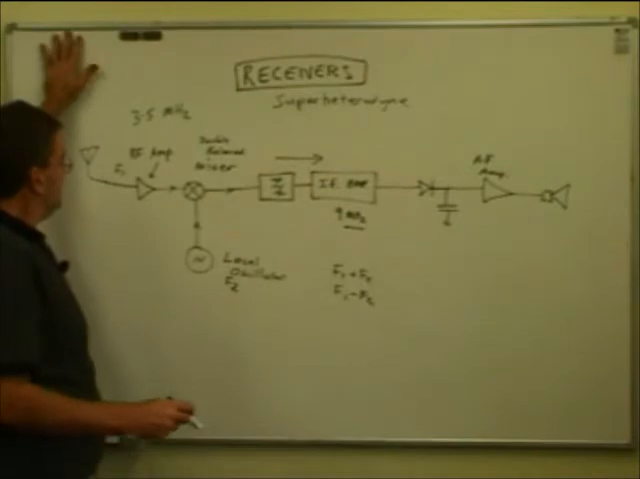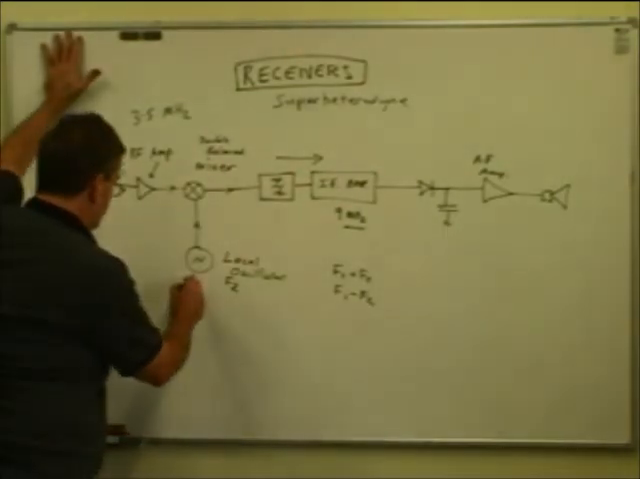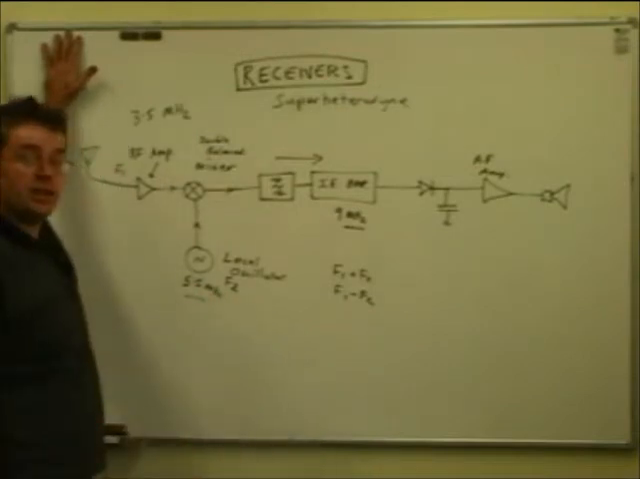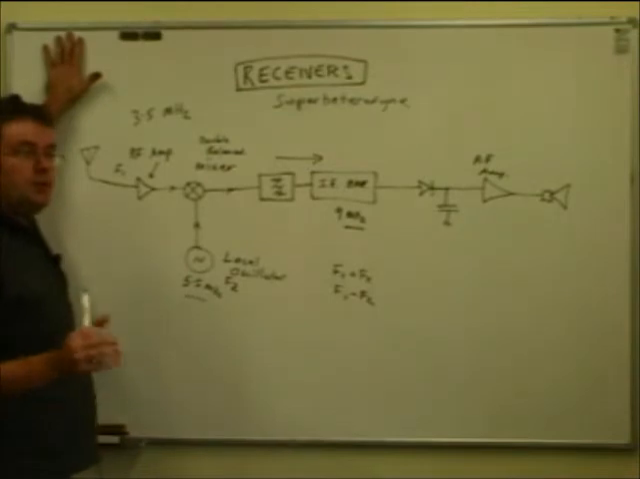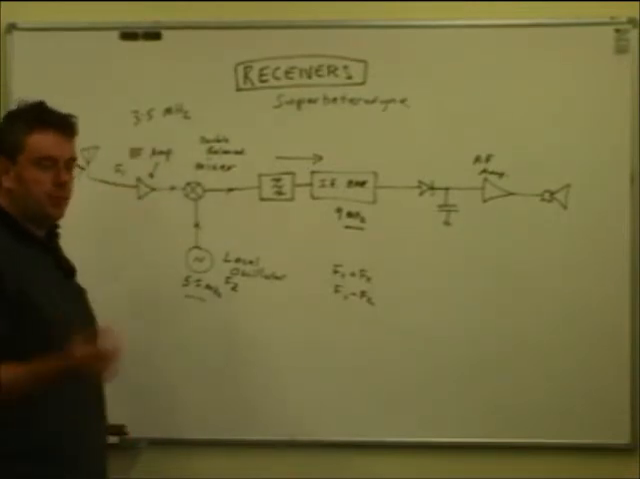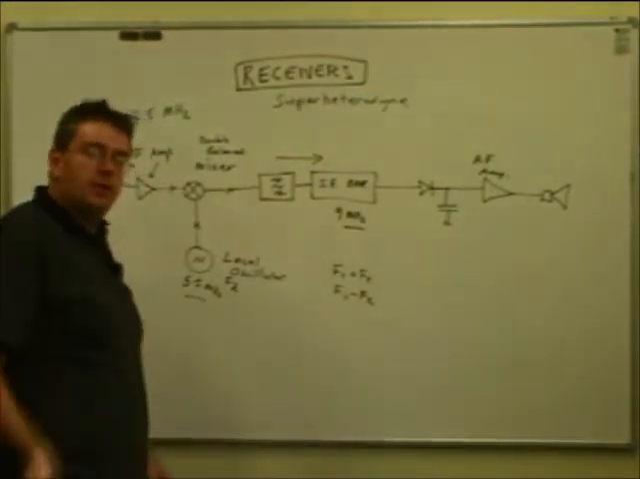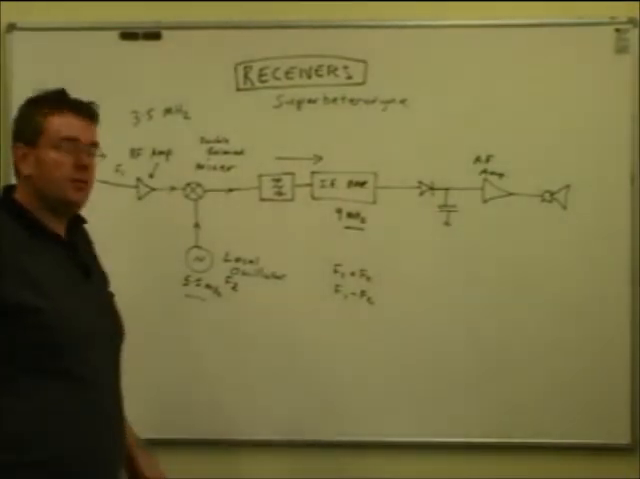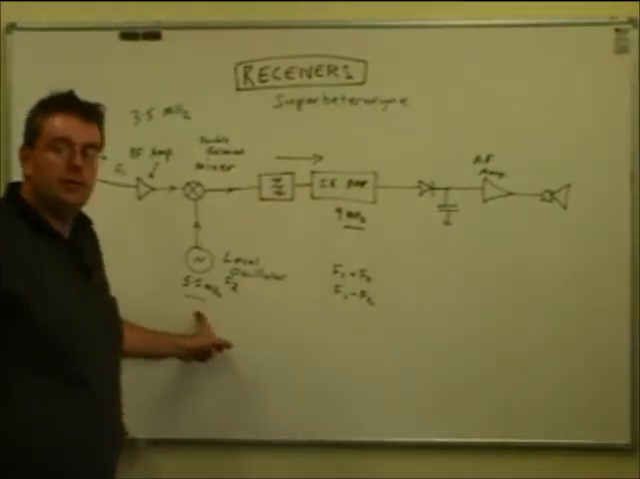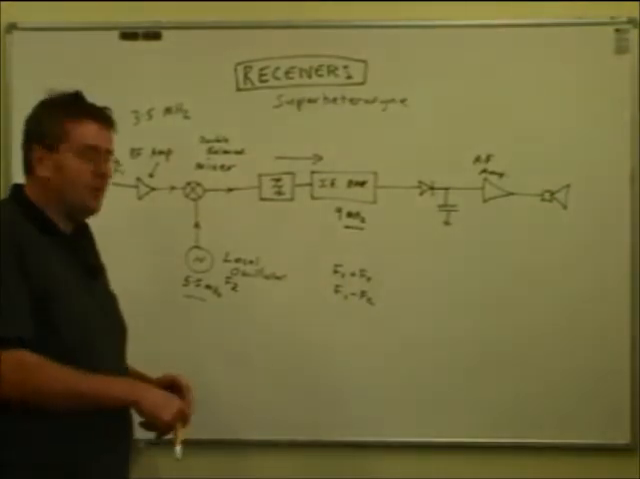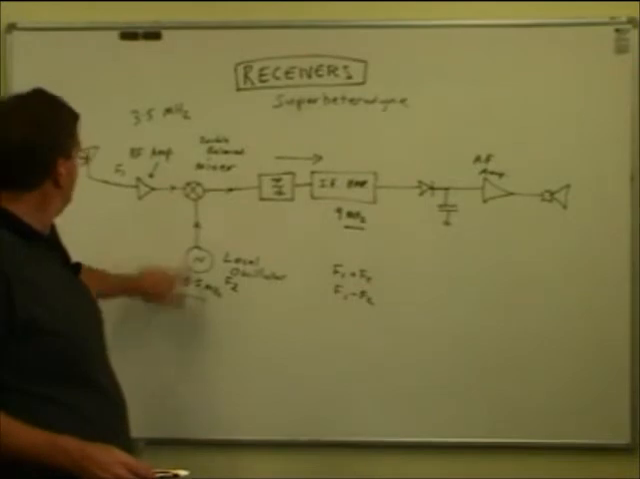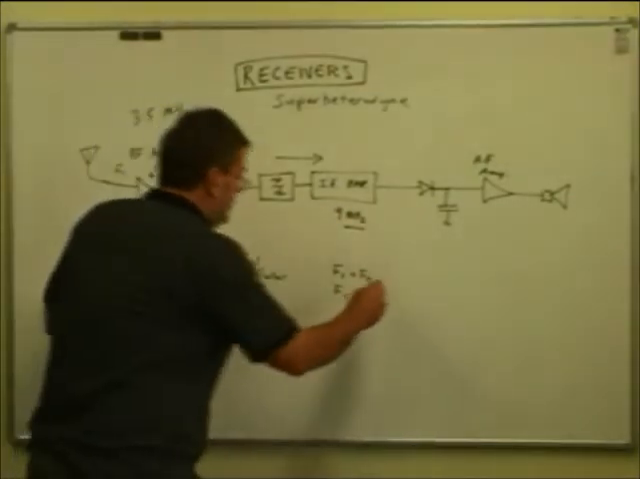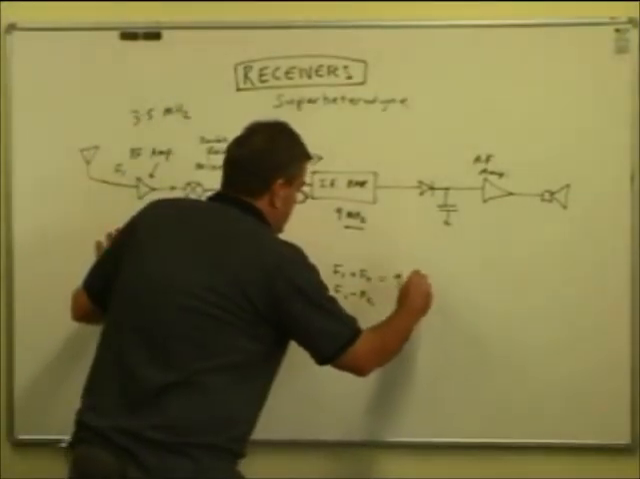So what if we make this 5.5 megahertz? The local oscillator is actually a signal generator inside our receiver. It's an amplifier which has a tuned circuit built into it, making it feed back on itself and produce, hopefully, a nice sine wave at that particular frequency, 5.5 megahertz. Nothing else, we just want 5.5 megahertz. Now F1 plus F2, 5.5 and 3.5, added together, is 9 megahertz.